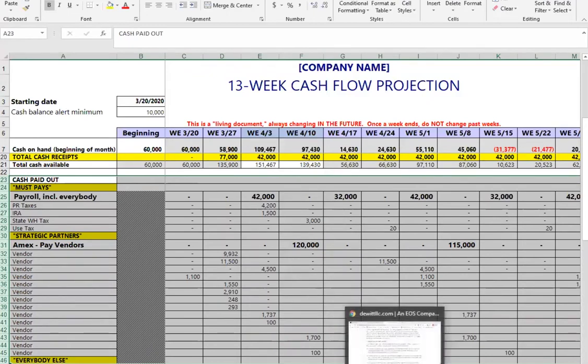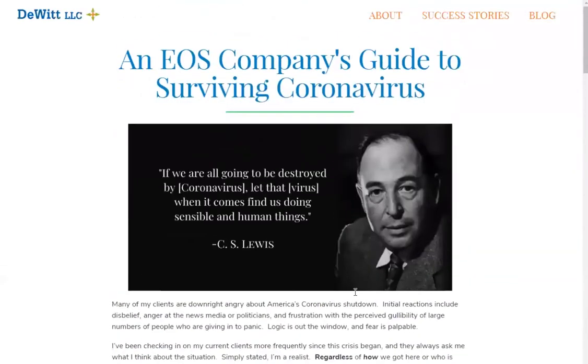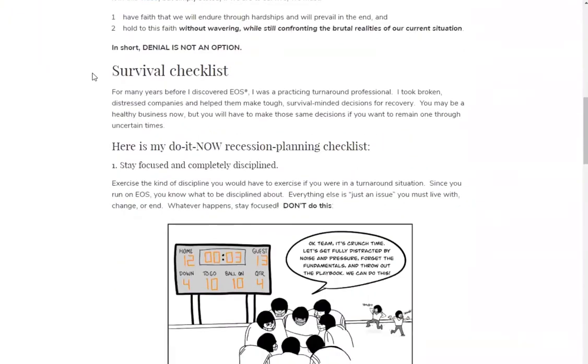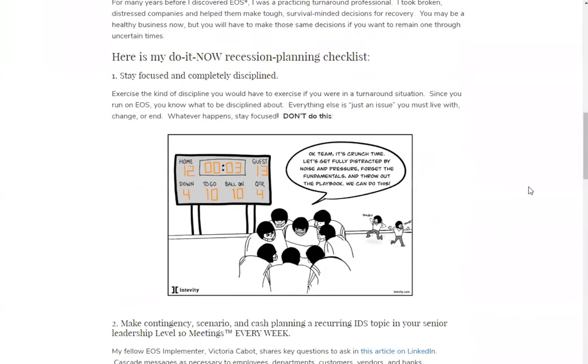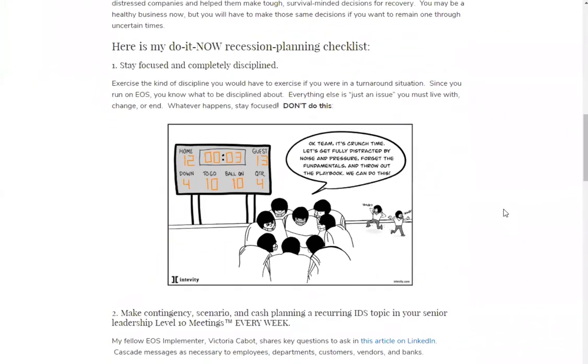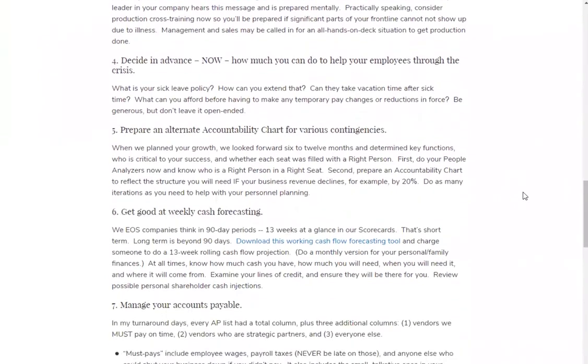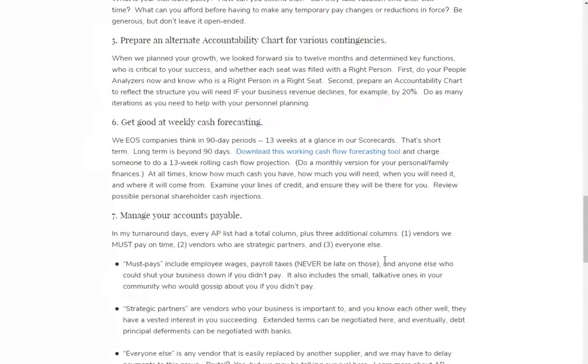If you want to see further description of this, go to my blog post called An EOS Company's Guide to Surviving Coronavirus. It's at dewittllc.com/blog, and you'll see this. And you can look at this and go through what I call the survival checklist. There's a 9-step checklist there, which includes cash flow planning and the other things that are necessary to succeed when you're in tough times, or to succeed when you're growing. Step 6 is about get good at weekly cash forecasting. Step 7 is about managing your accounts payable.